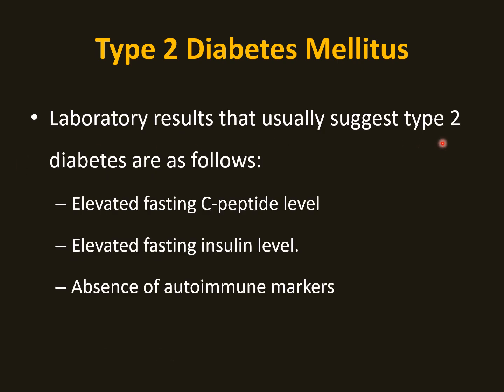Laboratory results that usually suggest type 2: elevated fasting C-peptide level, elevated fasting insulin, and absence of autoimmune markers. This is classic for type 2. C-peptide is elevated because the pancreas is working so hard because of high insulin resistance. Autoimmune markers are classic for type 1, not type 2.